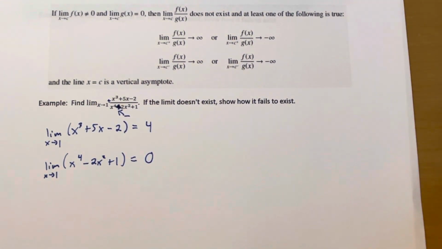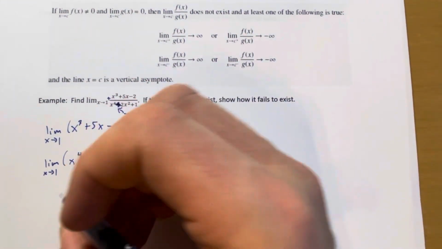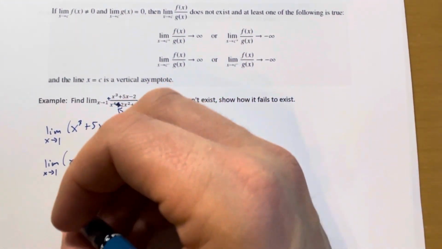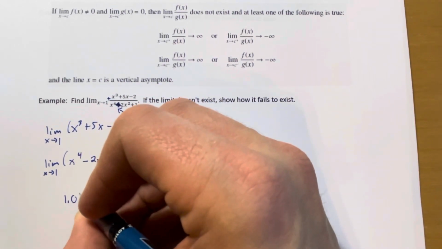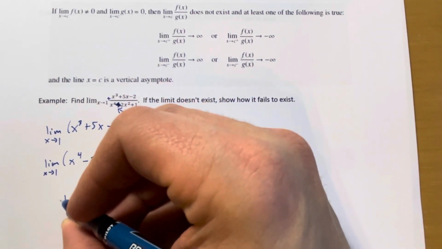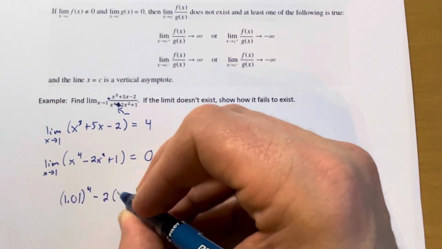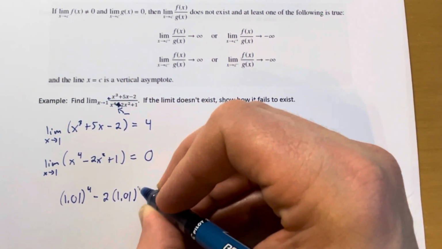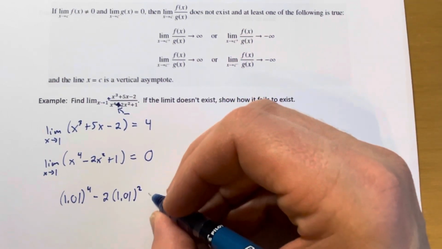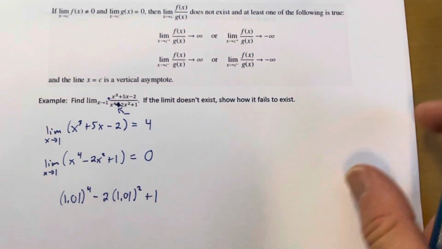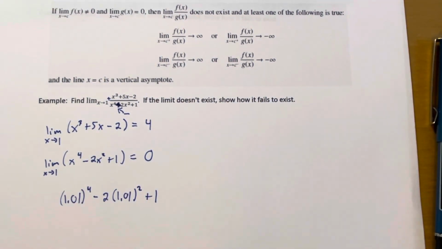So try plugging in, for example, 1.01. If I plug 1.01 into this, that's 1.01 to the fourth minus 2 times 1.01 squared plus 1. Okay? Do we get something that's positive or negative?